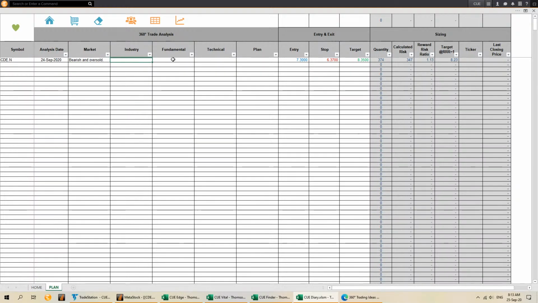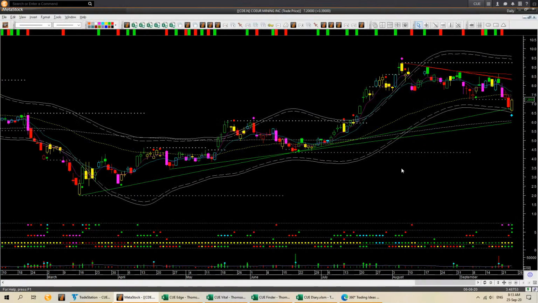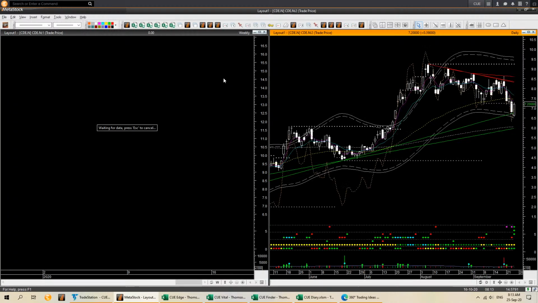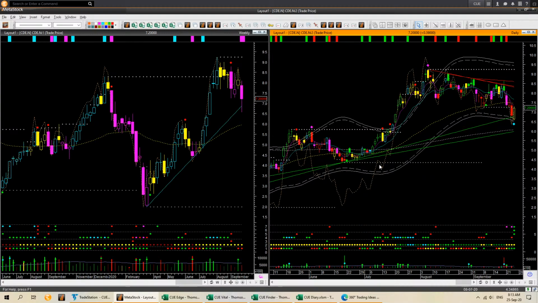Now I want to look at the stock's fundamentals, industry, and technical. Let me fill up the technical part first. I already had the chart open. I have the daily entry chart. I am going to open the weekly daily at a glance template using Q Global. What is my technical analysis? What is the basis of me buying the stock?